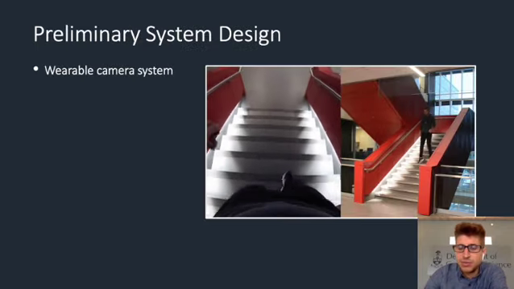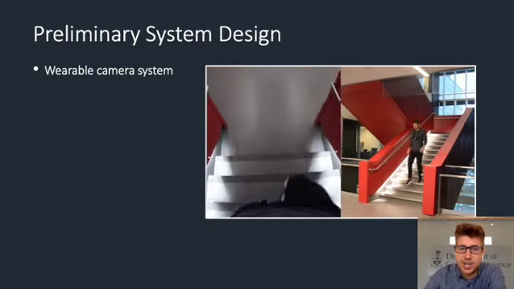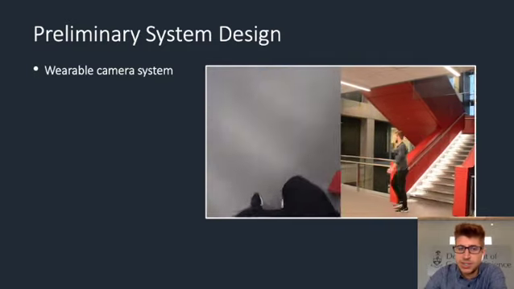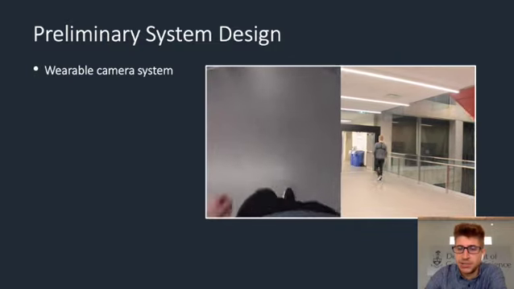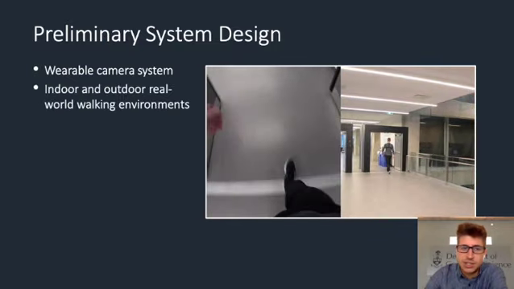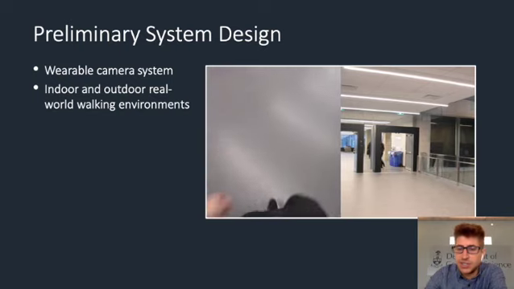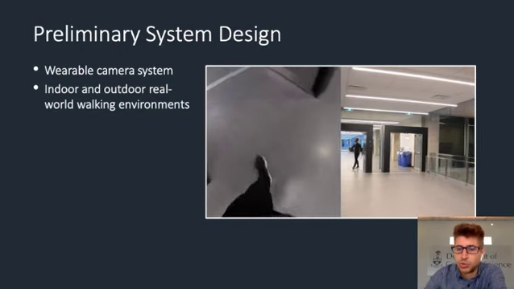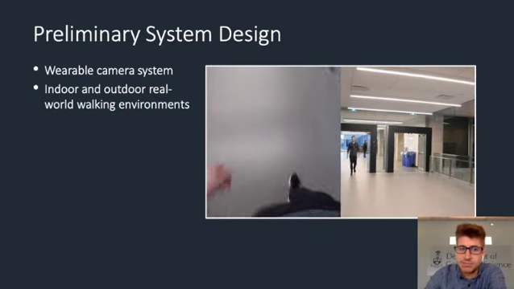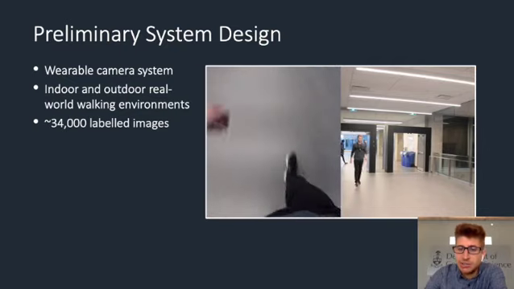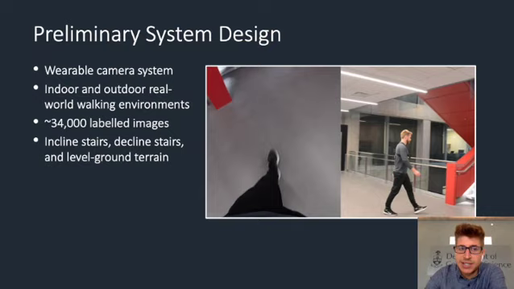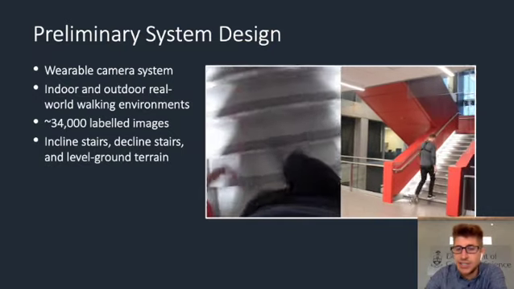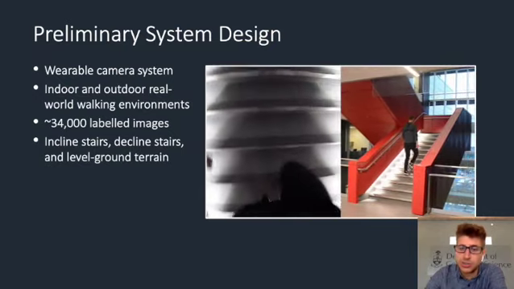Back in 2018, we designed our preliminary system using a chest-mounted wearable camera, as shown here in the video. This was used to collect images of indoor and outdoor real-world walking environments. We then manually labeled approximately 34,000 images as either inclined stairs, declined stairs, or level ground terrain.